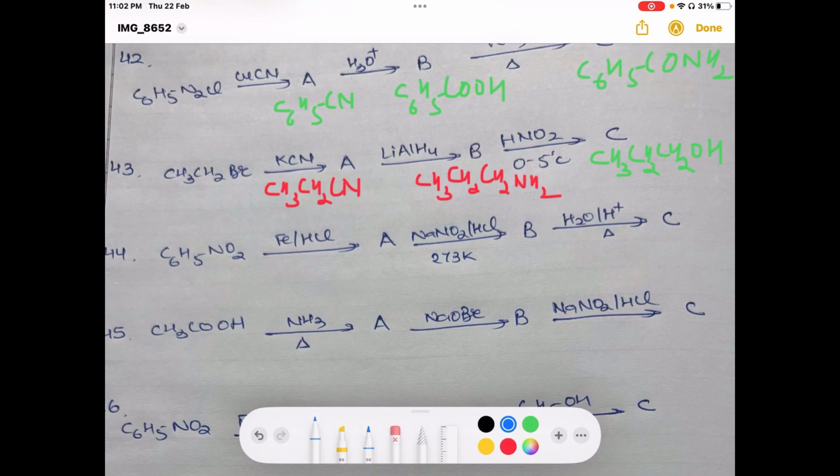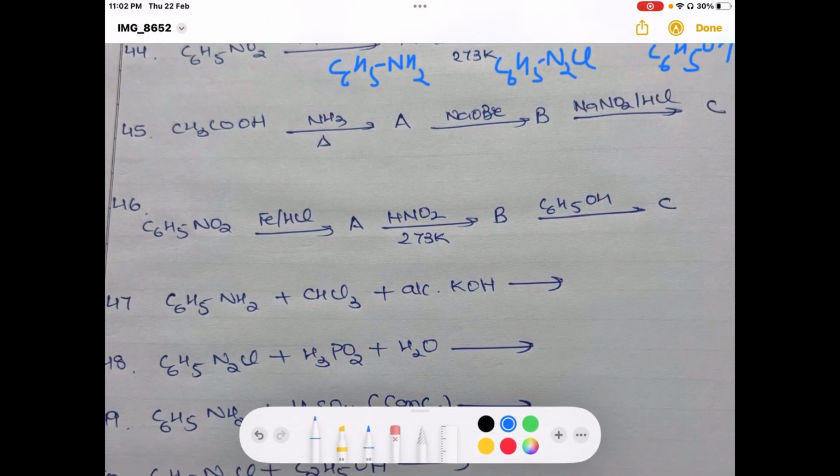Next, C6H5NO2 with Fe/HCl reduction. So NO2 changes into NH2 here. This NH2 with NaNO2 and HCl, this is a diazotization reaction, so it changes into C6H5N2Cl. And benzene diazonium chloride on reaction with water changes into a phenol part, C6H5OH here.